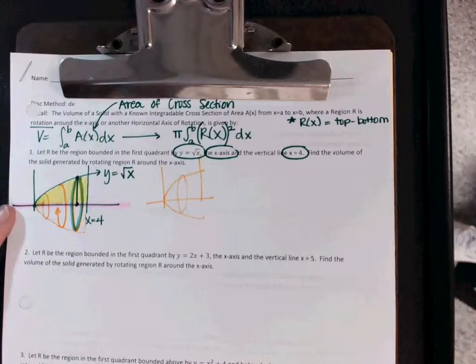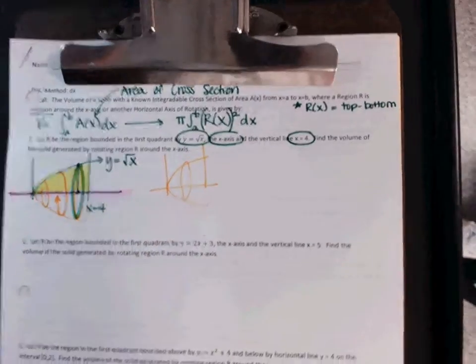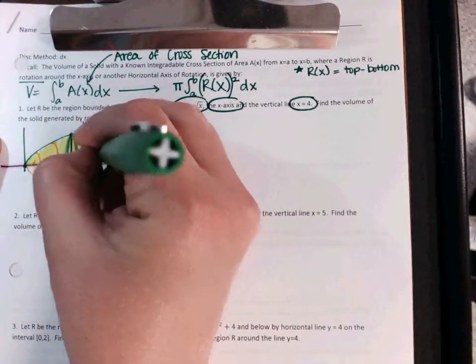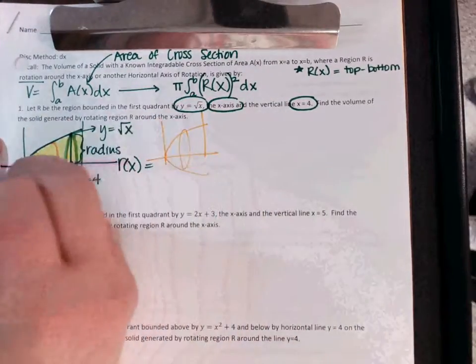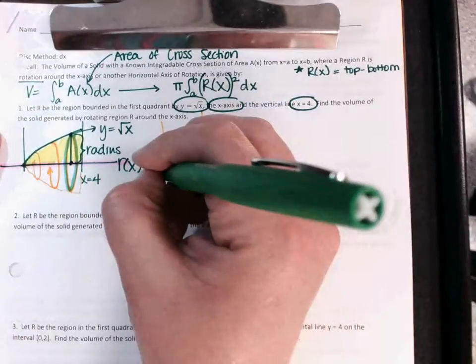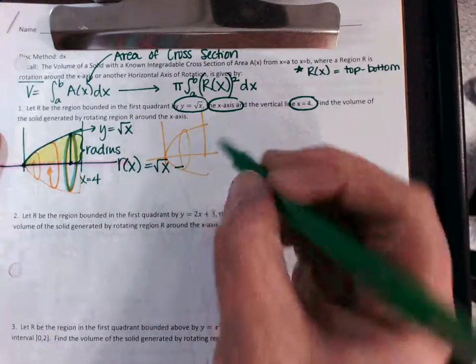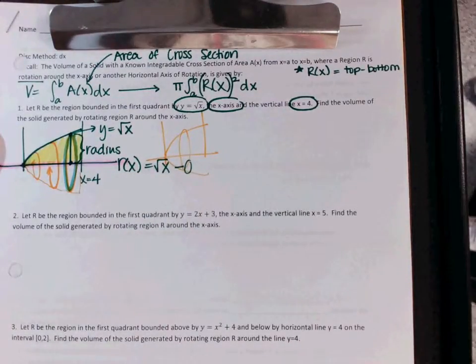Now, this is different than what we did last week, because last week your whole semicircle was sitting in the region. So I want you to think about, if I wanted to define this radius, it's going to be r of x equals the top border minus the bottom border. Now, what is the top border? We already have an equation for it. Square root x. And what is the bottom border if it's the x-axis? 0. Because remember, we're only looking at the radius, so we're only going to the center of the object. You're not going all the way through.